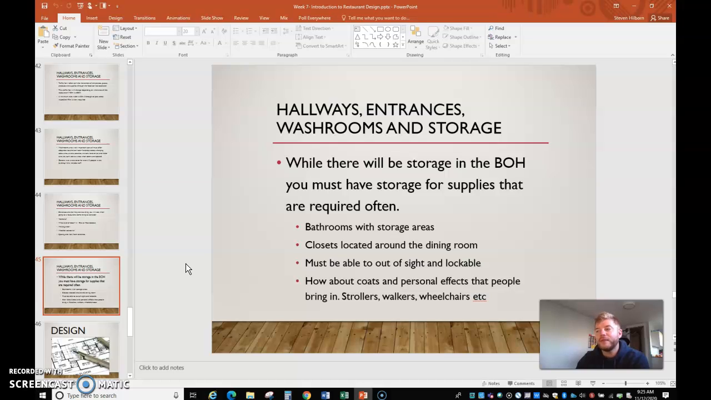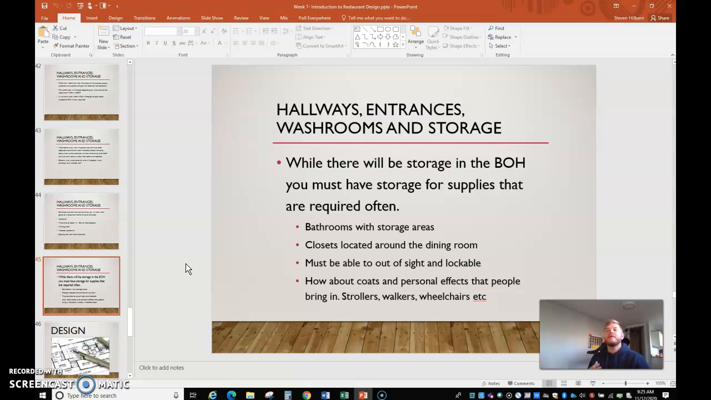And then also we need to think about strollers, walkers, wheelchairs. We serve food to all different demographics, and that includes new mothers, that includes elderly, and a lot of them have those things. So ensuring that we have some sort of area that we can place them so it's out of sight, so it's not right in front of the table or a tripping hazard, is important as well.